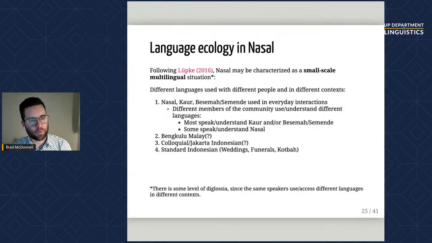So most people speak or understand Kawar and/or Bisama Semendo, but only some people in these Nasal villages actually speak or understand Nasal. Bengkulu Malay also appears to be used, as well as some variety of colloquial or Jakarta Indonesian, alongside standard Indonesian, very similar to the Bisama context, at weddings, funerals, and sermons.